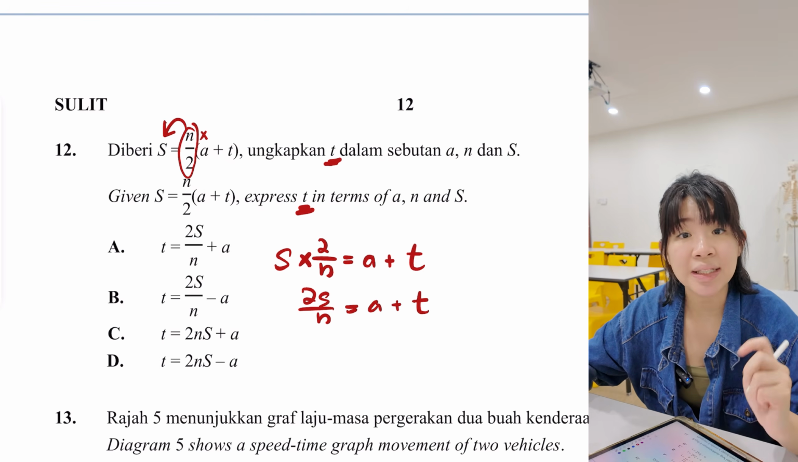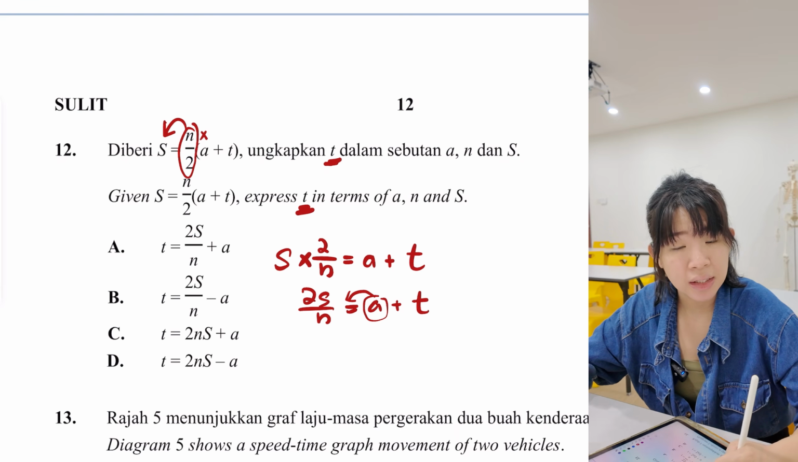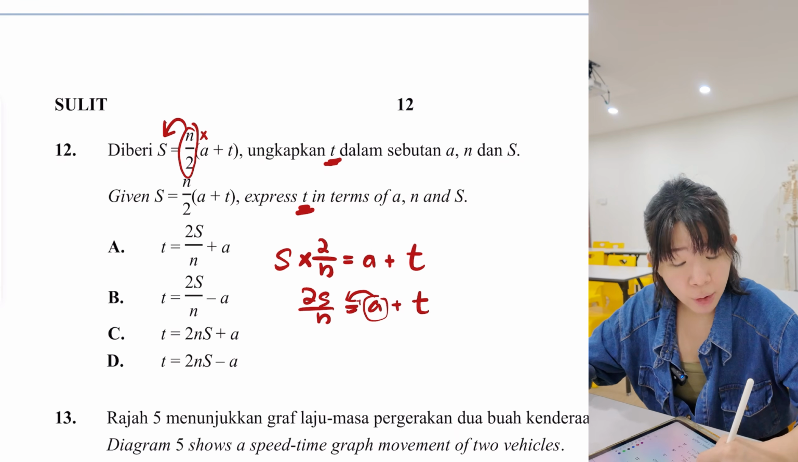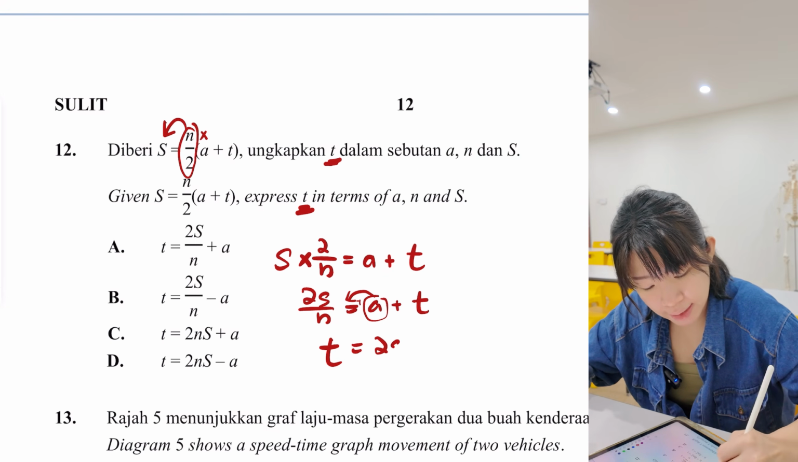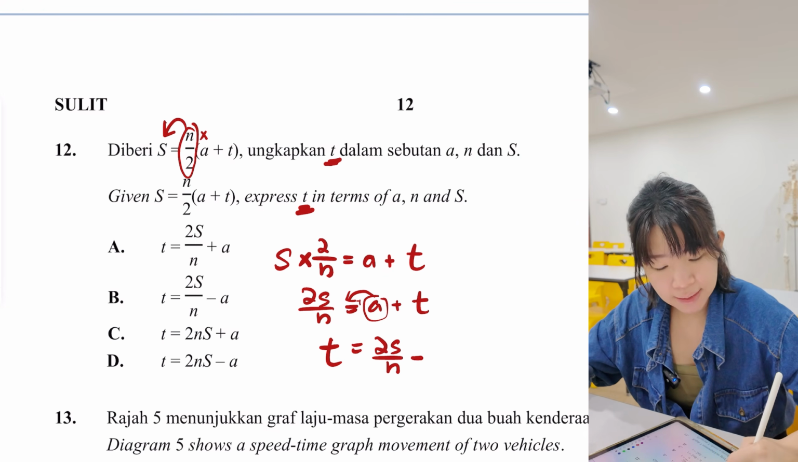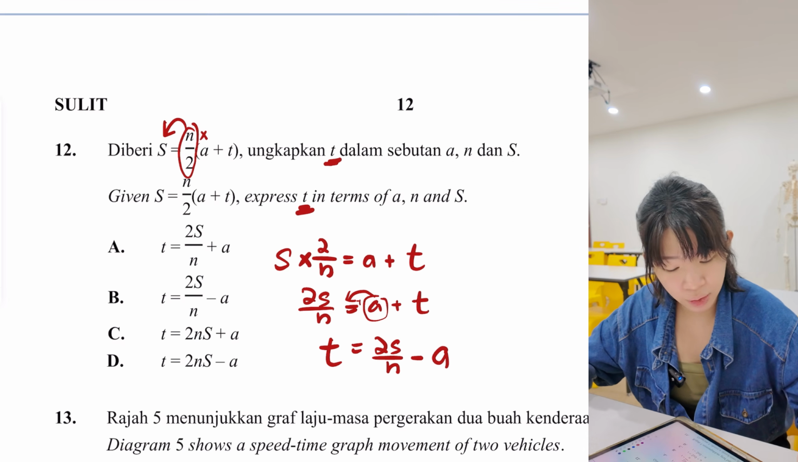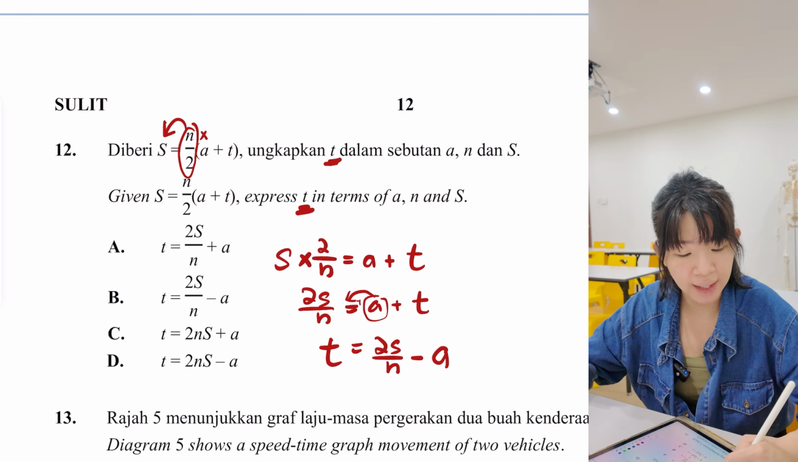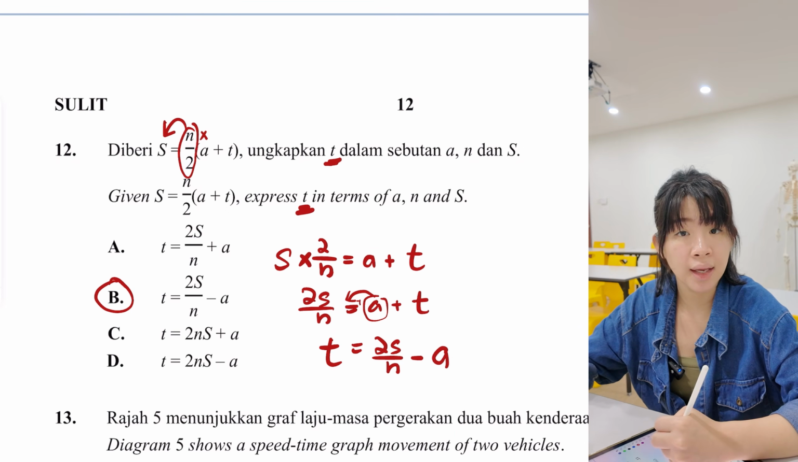Now we want t only, so we move the a over, then we will get t. The a is positive, so if we bring it over, it becomes minus. So t equals 2s over n minus a. Okay, done. We have expressed t. Express t in terms of a, n, and s. So the answer is B.